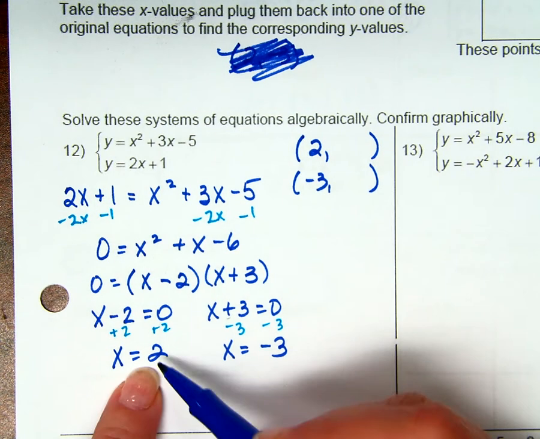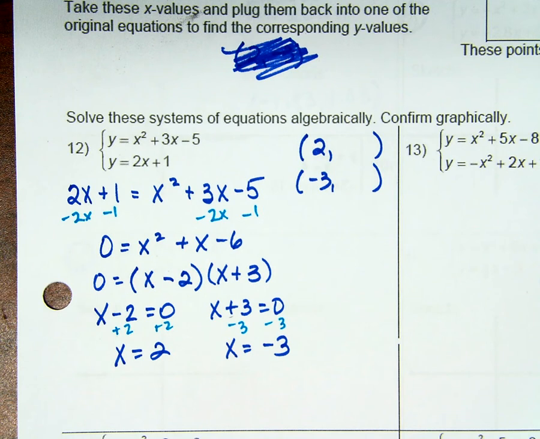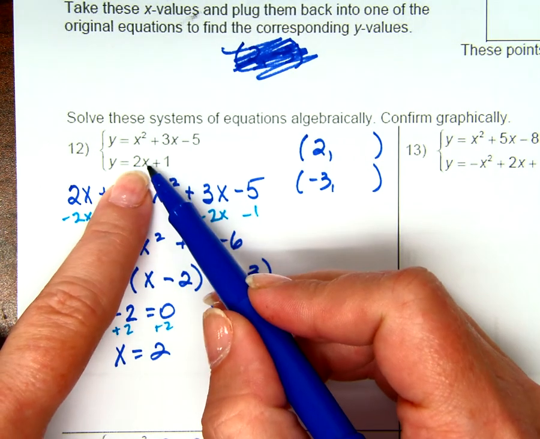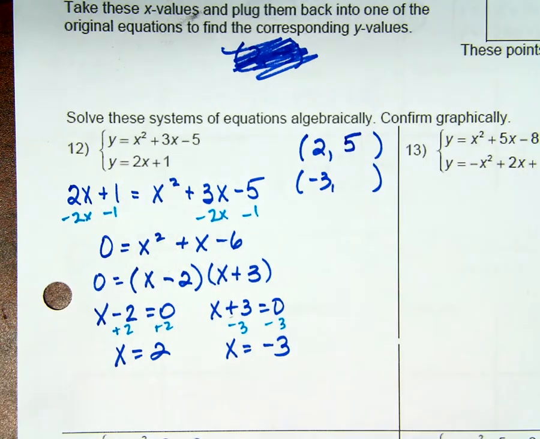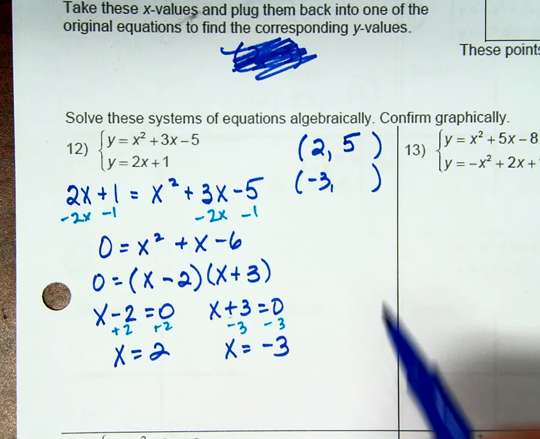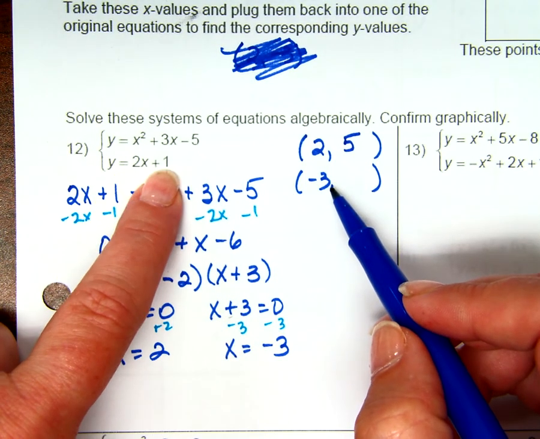So how am I going to find the y values? Substitution, right? So if I take 2 first, should I plug it into the top or into the bottom? That's the best question. Doesn't matter. No, it does not, because they should both equal the same. Why would you choose the bottom? So much easier, right? So what's 2 times 2? Excellent. Plus 1. What about negative 3? What's 2 times negative 3? Negative 6 plus 1? Negative 5.